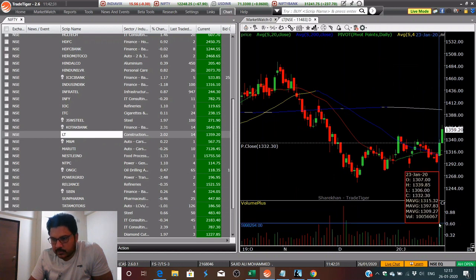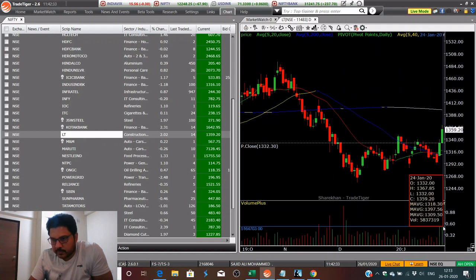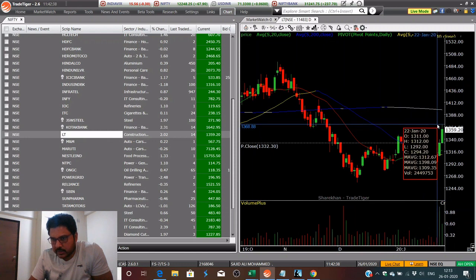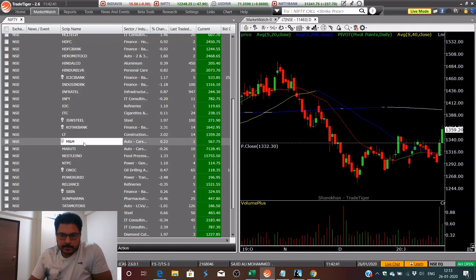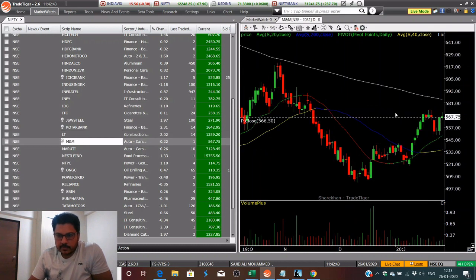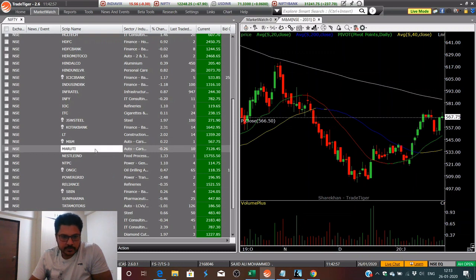L&T, good bullish bars with good volume. The second bar didn't have volume. Let's see if it can sustain the high volume and break out of this. M&M is close to its 200 period moving average. See the falling 200 period moving average. It shows the trend. It might come till here and then start falling again. There's not much volume here also.